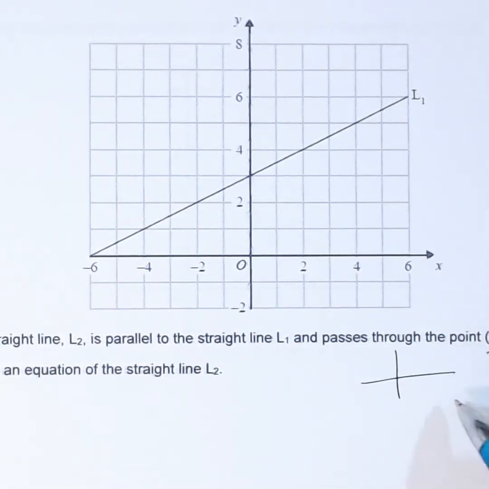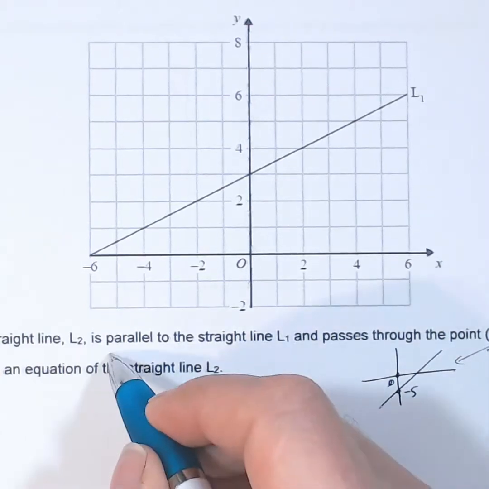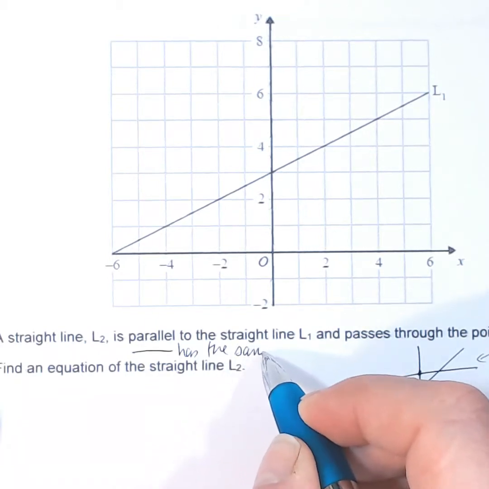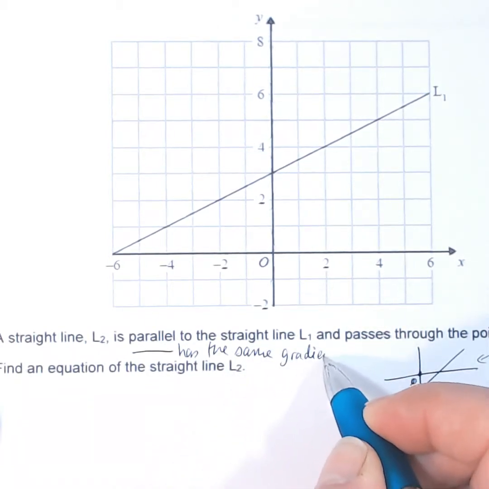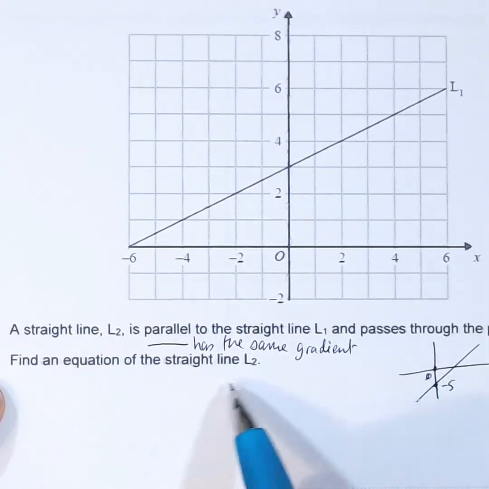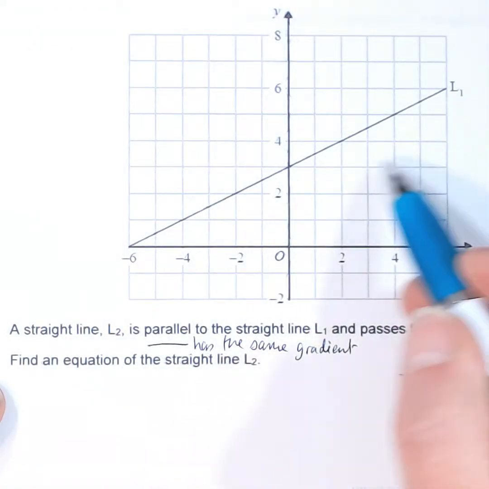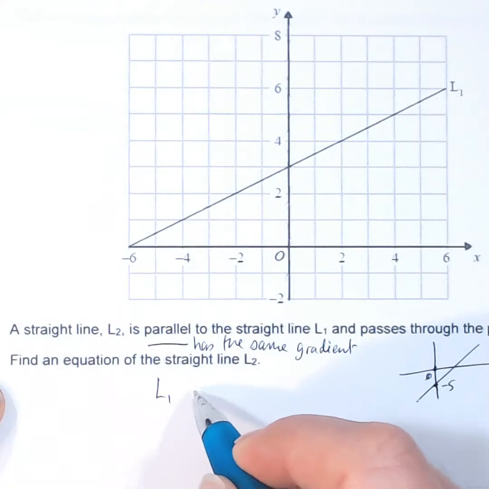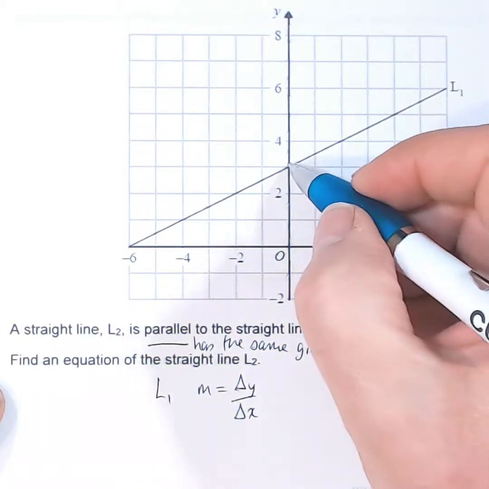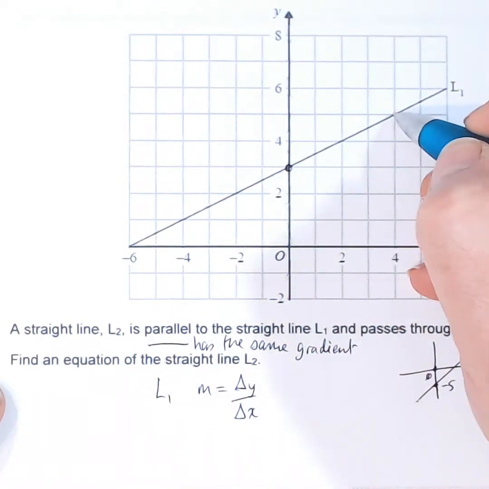So we know that this graph is going to be parallel to this one, so it must go in the same direction, but it's going to cross at -5 on the y-axis when x is 0. So that's what that's telling us. It's parallel, which means it has the same gradient. So basically that means we've got to calculate the gradient of this one, and so for L1, m equals the change in the y divided by the change in the x. So choose 2 points on the graph, so I'll choose that one, and there's another nice coordinate there.